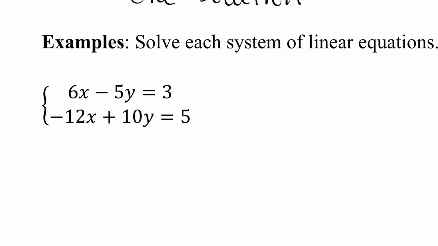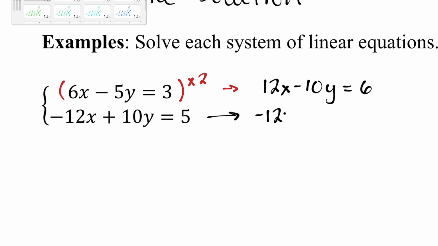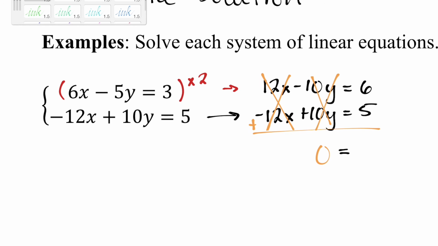And here's an example. I noticed right away that if I were to multiply the top by 2, then I could get my x's and y's to be the same, both of them. I could also divide the bottom one by 2, but then I would end up with a fraction with the 5, and I don't really want to have to deal with that. So now when I add these together, my x's do indeed cancel out, so do the y's, which means I have 0 on this side, and this is going to be equal to 11. And I know that 0 is not the same as 11, so this is going to be no solution.